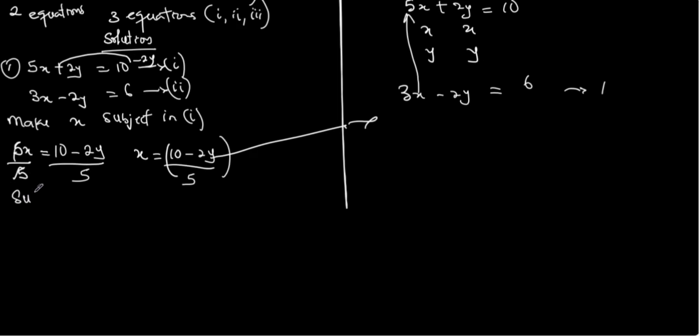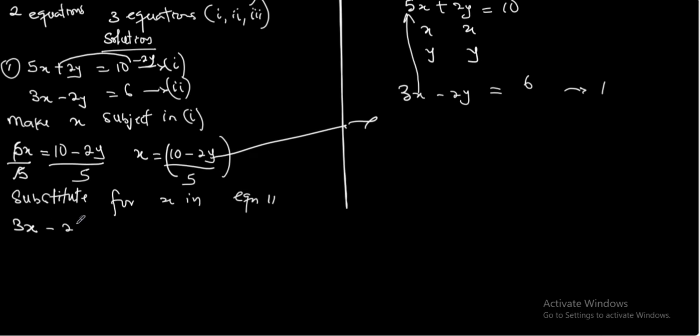So I say substitute for x in equation 2. And equation 2 is 3x minus 2y equal 6. Now, instead of having x, I'll have 3 into brackets. Remember, x is being multiplied by 3. Our x is 10 minus 2y over 5, not 3x. So 3 stays, while x goes away, 10 minus 2y over 5 comes in. Substituted now. Then we have minus 2y equal 6.